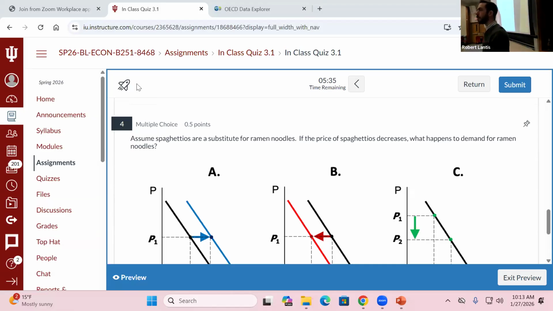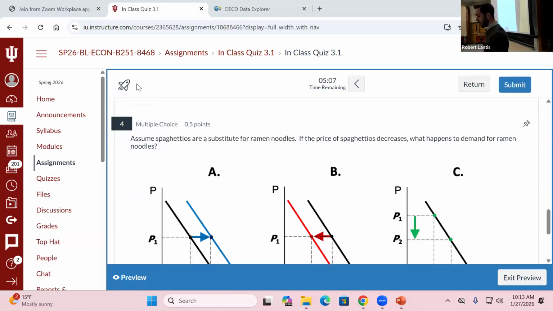So let's say I have 2 substitute goods, right? So I had the price of SpaghettiOs, right? I need to have these up. I don't know how to spell SpaghettiOs, something like that, right? And we had substitute goods. So the other good I was thinking about was ramen noodles. So I can choose to buy one of these products.